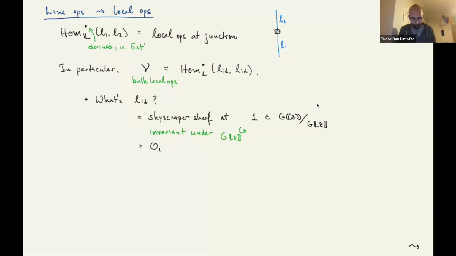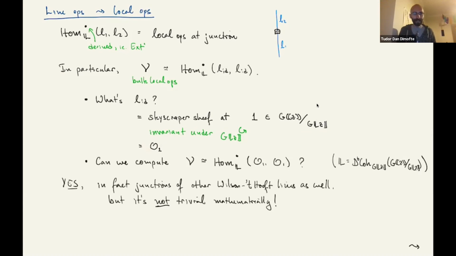And so that's a line of magnetic charge 0. And so that should be a skyscraper. Well, so that should be something supported at the double coset of 1, of the identity element of the loop group. And that ends up not being ambiguous. There's no monopole bubbling when there are no monopoles around. And one ends up with a skyscraper sheaf supported at the coset of the identity inside the affine Grassmannian, and it's invariant under the left action of Taylor series. And so I'll just denote that as O of 1, and I mean the skyscraper sheaf at 1.